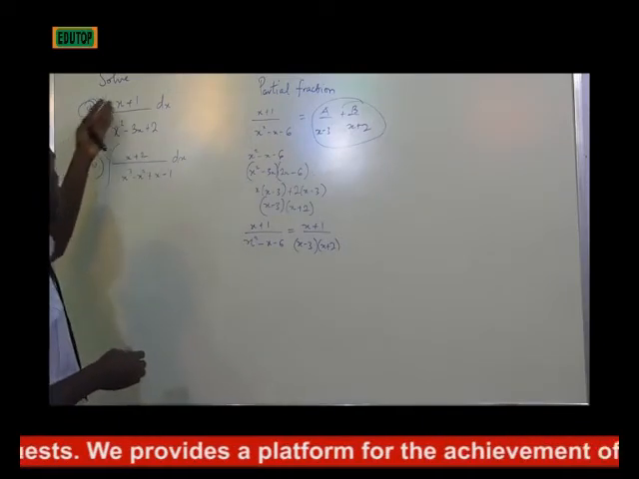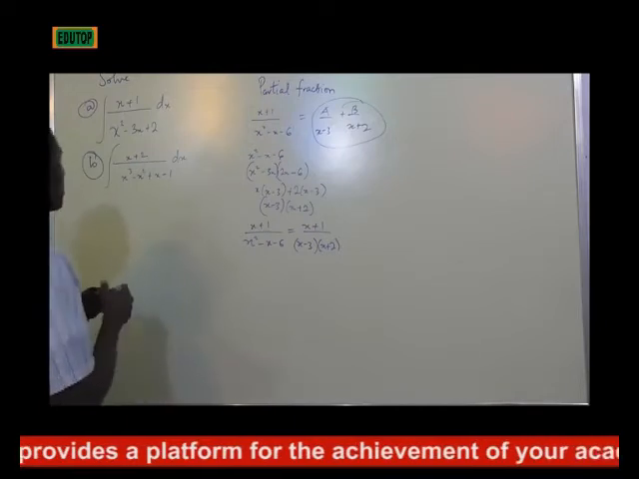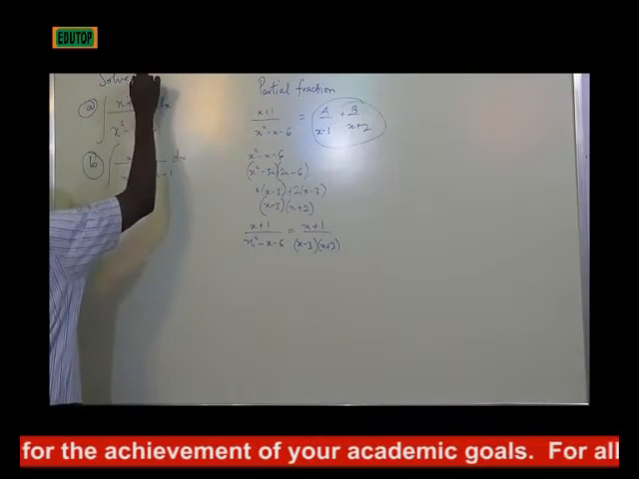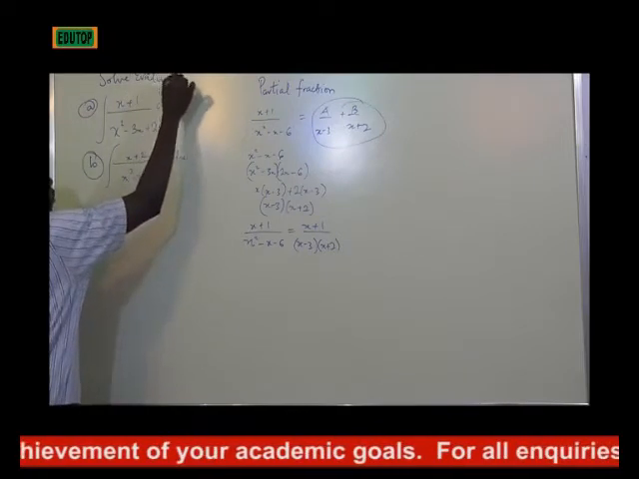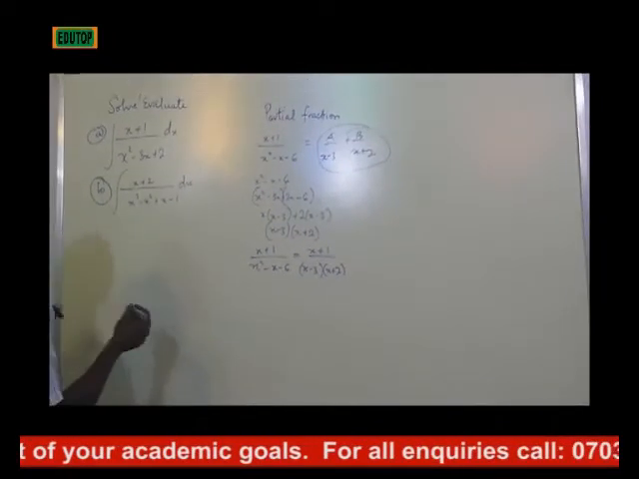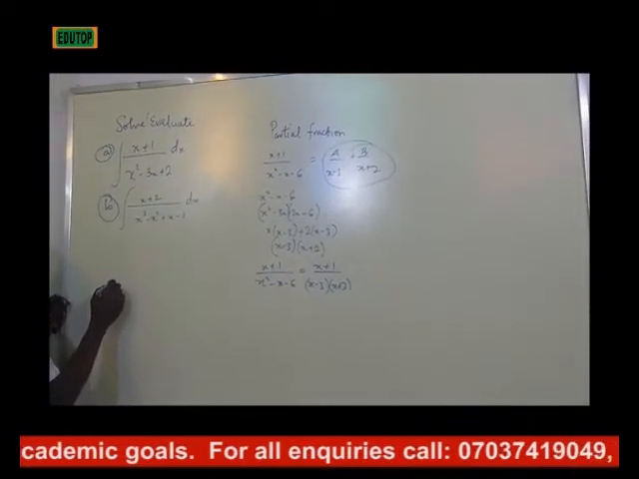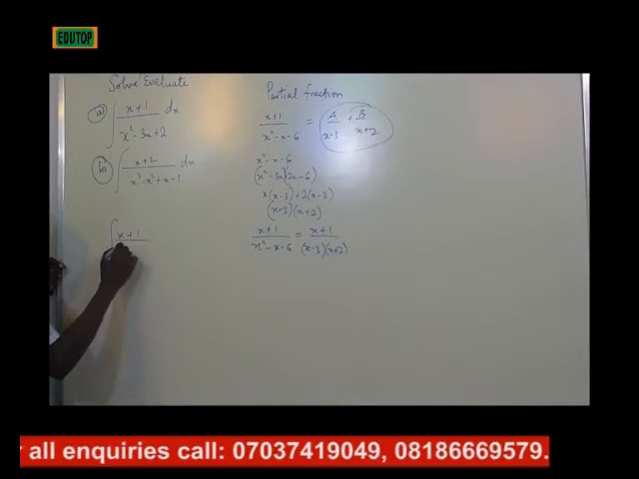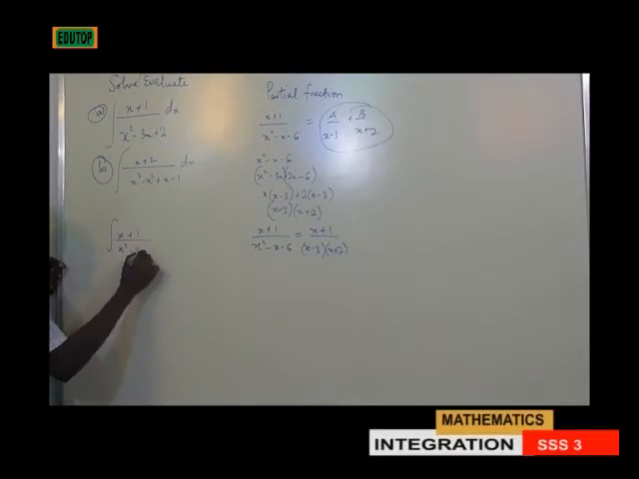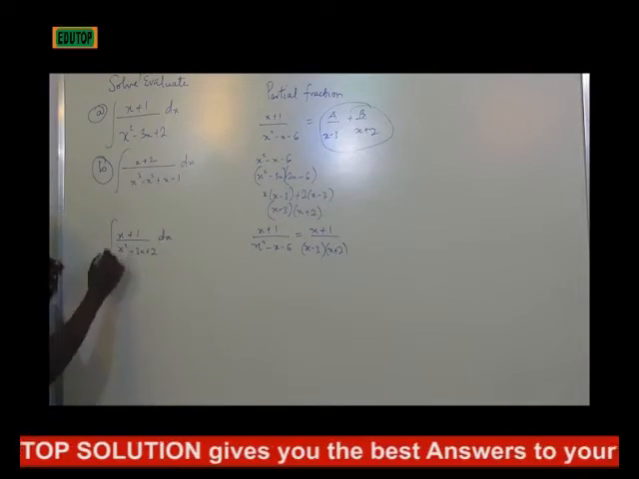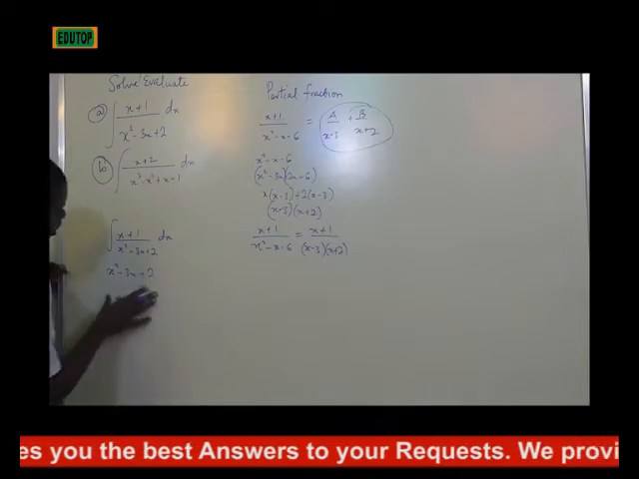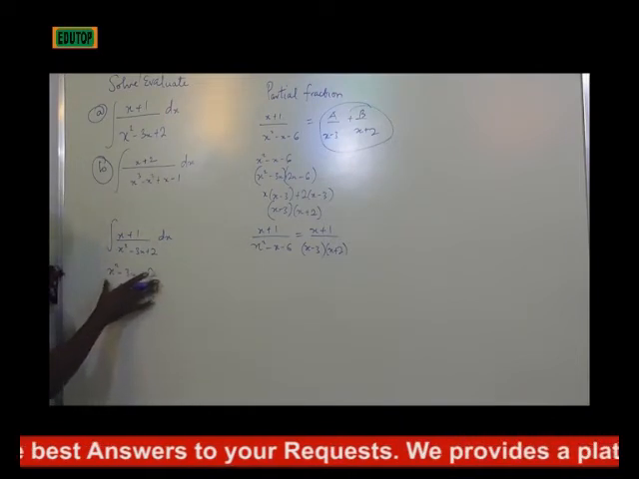So let's see some example. We have to solve this, or simplify or resolve or evaluate, which can come in diverse ways. We have to evaluate the integral of x plus 1 over x squared minus 3x plus 2 dx. The first thing we have to do is to move this out, which is x squared minus 3x plus 2. So we simplify this by factorizing it.